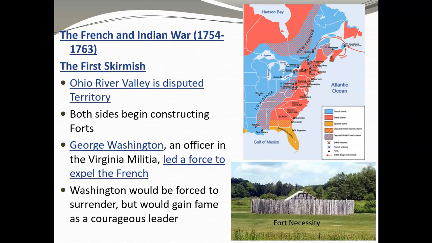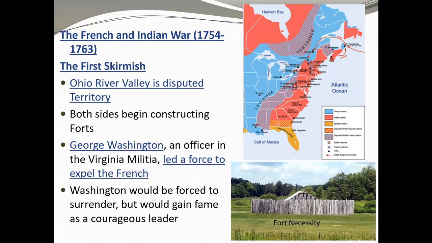Now, our first skirmish was along the Ohio River Valley, and both sides start constructing forts, trying to make their blockade, or whatever you want to call it, to prepare to fight the enemy. And George Washington is actually going to be involved in one of the very first battles against the French in these forts, and he tries to attack one of the French forts. I can't think of the name at the moment, but he's going to lead a force whose goal was to try to expel the French early on, push them back.